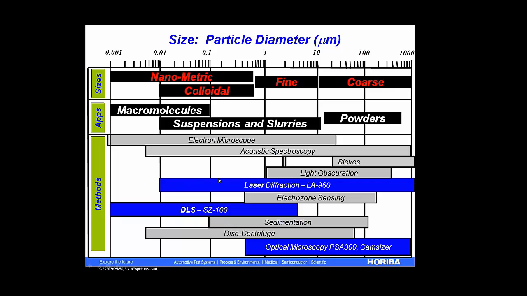If you want to reach the smaller sizes, you'll start looking at something like an electron microscope, shown in gray, or dynamic light scattering, shown in blue below laser diffraction. As you get to larger size particles, your options also change. You can look at optical microscopy, either the PSA 300 or the CAMSIZER from HORIBA, where you take pictures of particles and you can also extract shape information.